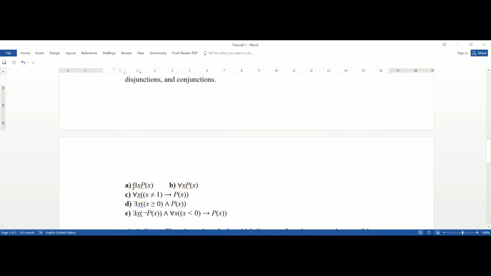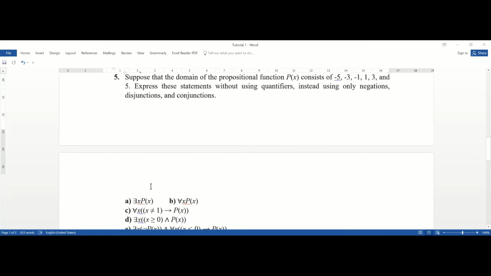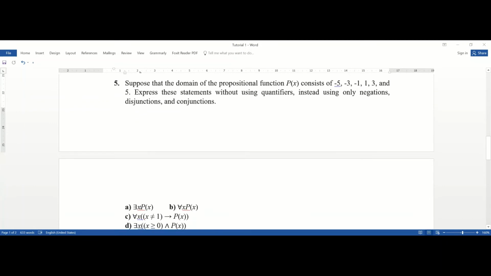Now let's look at the first statement. There exists x such that P(x) is true. When we say there exists x, or there is a value of x that makes P(x) true, at least one value. Here we don't have any condition. So what makes P(x) true? All of them. How do I know? Because there is no limitation, no restriction.